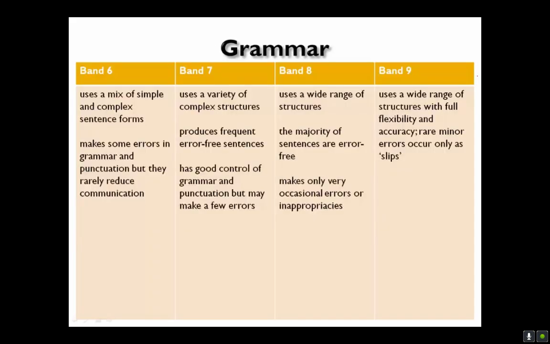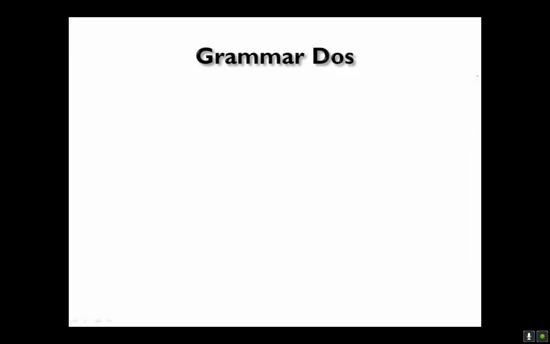Here is the criteria for grammar. So grammar do's. These are things that you should do in order to get a band 7, 8 or a 9. You must use appropriate structures. So one of the big mistakes that students make is they have been told by a teacher you need to use a range of structures. That is correct. But what is incorrect is when students try to use every single tense in the English language and every single grammar structure in the English language that they know.